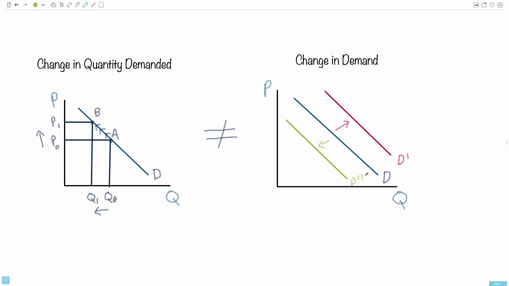The point I'm making is that a change in demand is a shift of the entire curve and can only be triggered by a change in the demand determinants, which is different from this situation, change in quantity demanded, where this movement from A to B only happens when there is a change in price, while holding all the other determinants constant. Okay, I hope this helps, and if it doesn't, let me know.